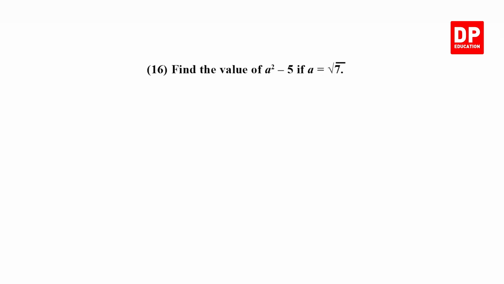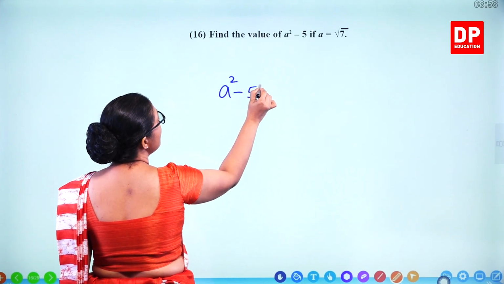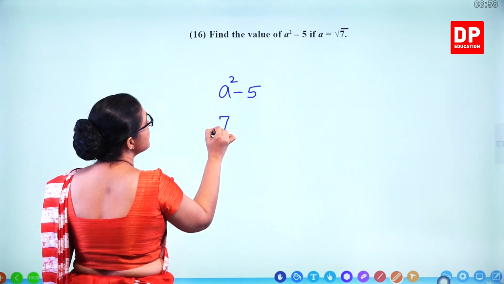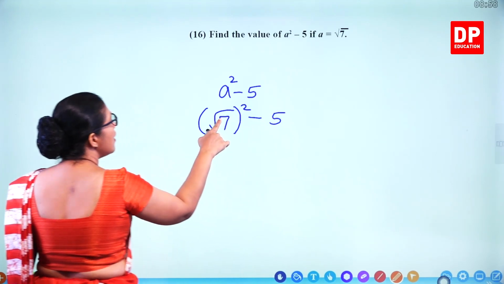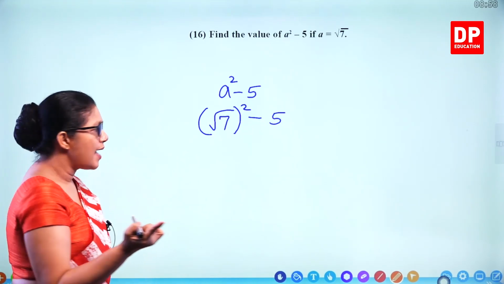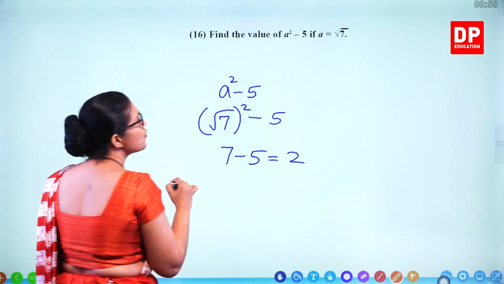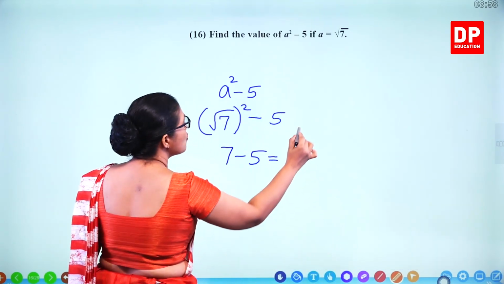Question number 16. Find the value of a squared minus 5 if a is root 7. Just substitution there. Root 7 squared minus 5. Square root and squared get cancelled out and you get 7. 7 minus 5, that's 2. So you get 2 marks.